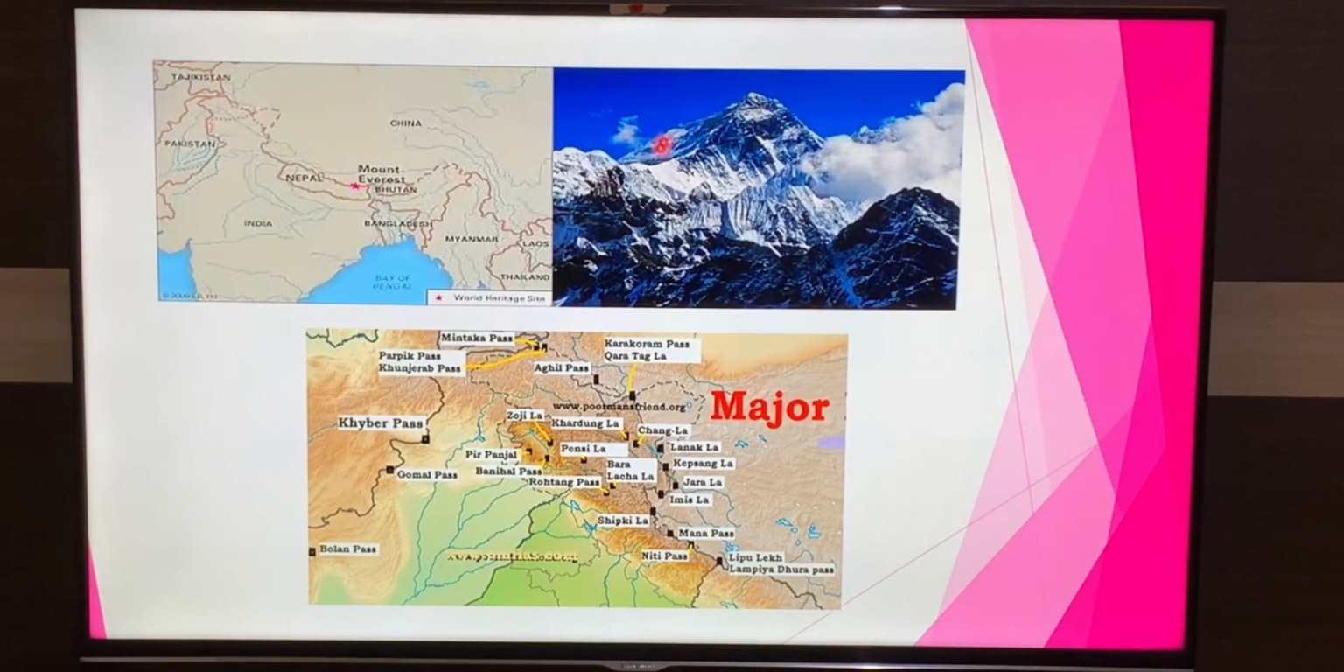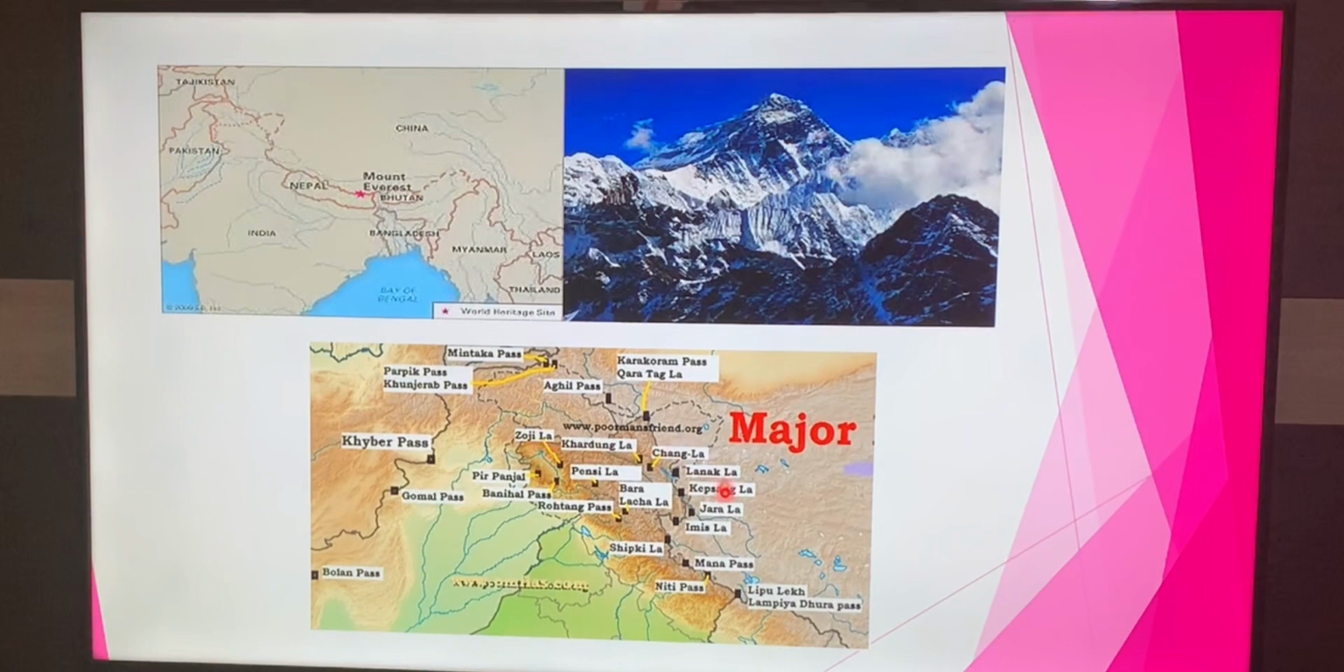Here is a picture of Mount Everest. This is Mount Everest and it is located in between Nepal and Tibet. Important passes located in Greater Himalaya: Shipkila, it is located here. Zozila. These are the important passes in Greater Himalaya.